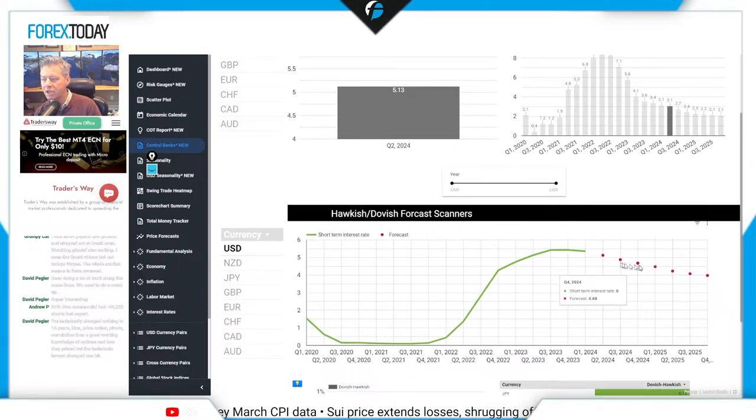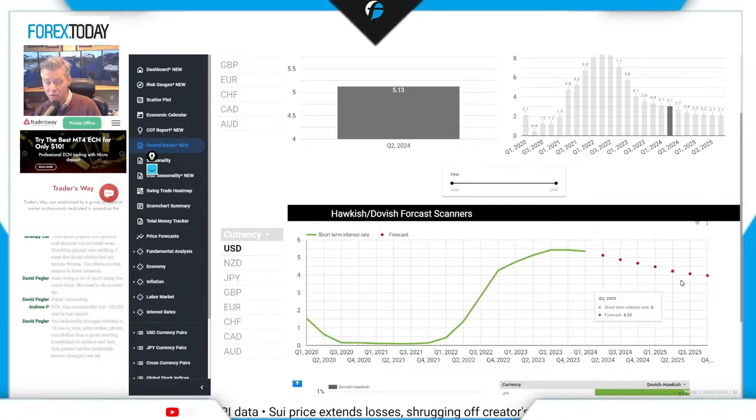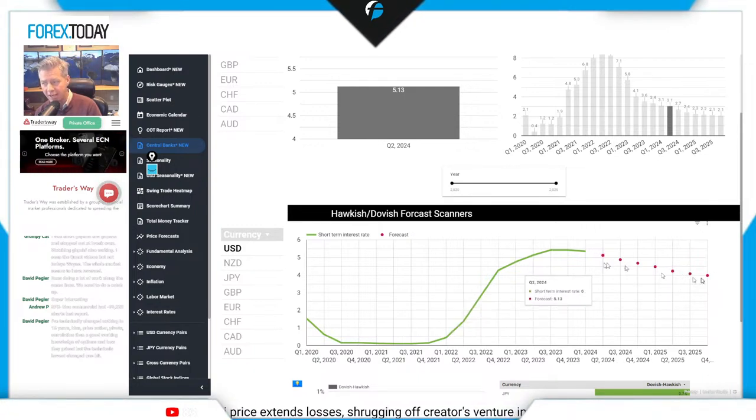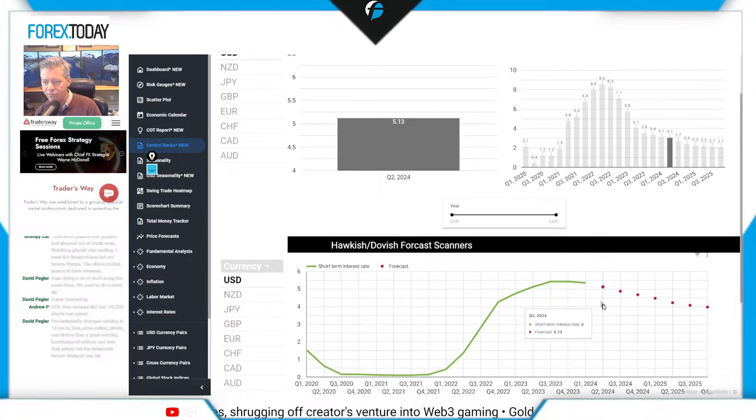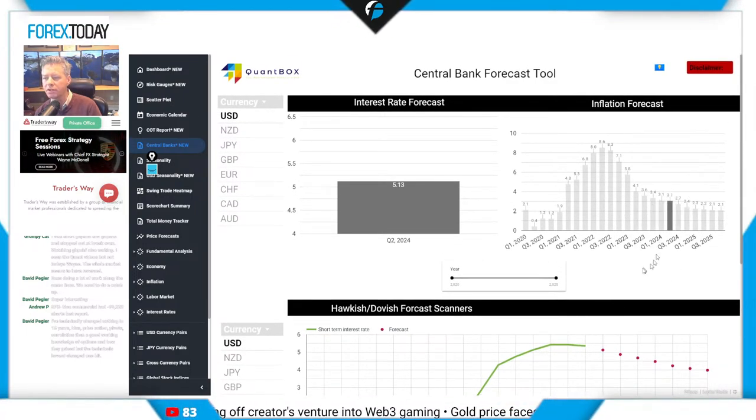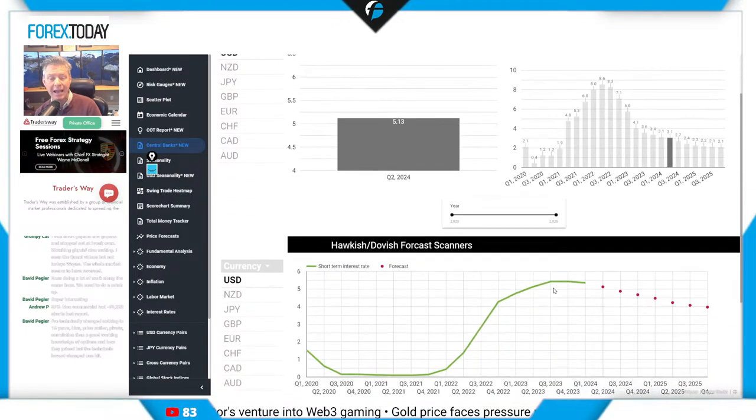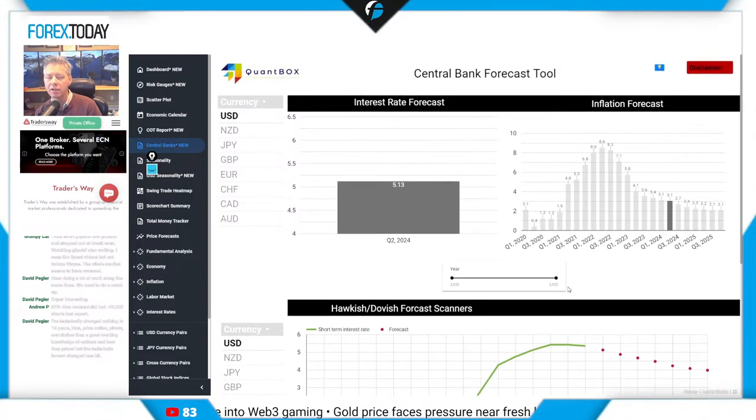And this is the projected path of rate cuts told to us by the Fed. This is not AI predicting anything. This is what the FOMC has told us, and we pull this data out, well, not directly, indirectly out of the Fed.